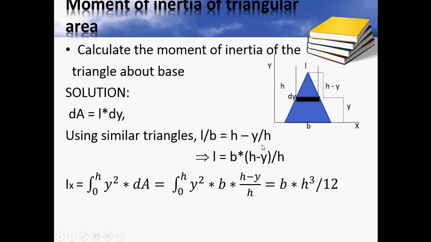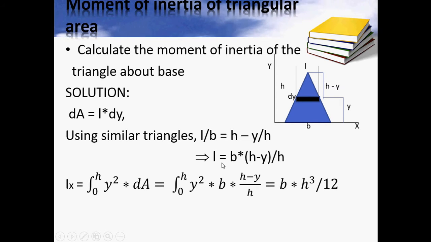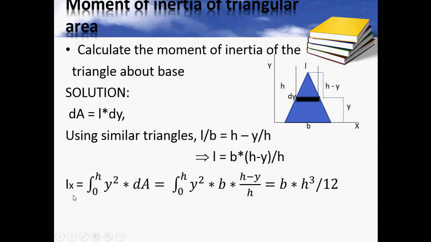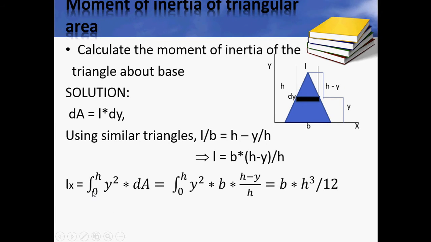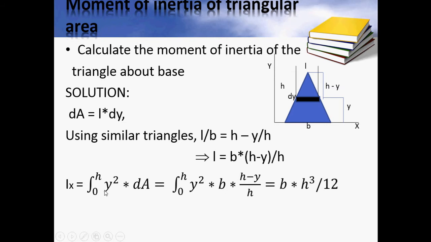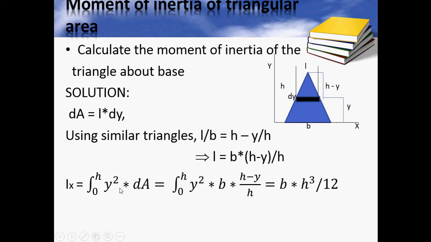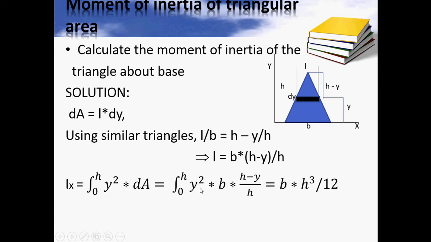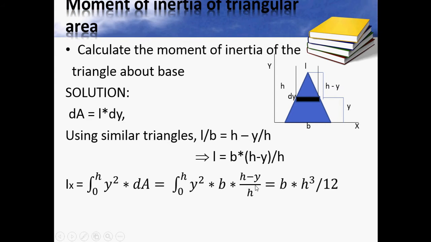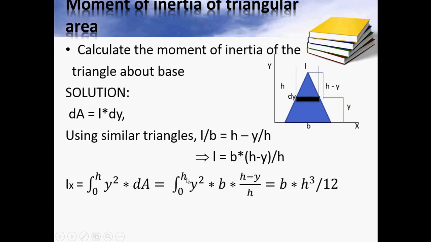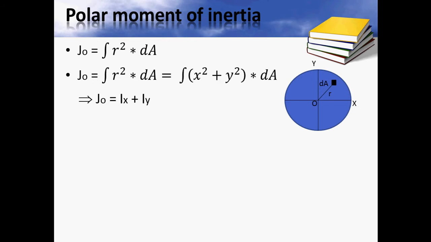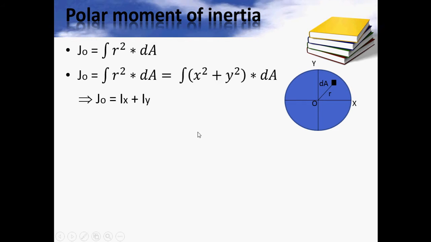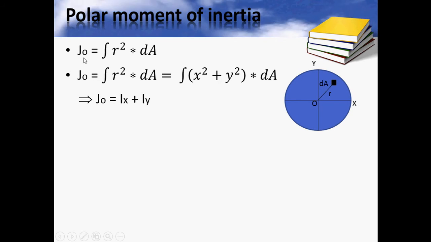As this smaller and this bigger triangle are similar, we have the relation l by b is equal to h minus y divided by h. From this, we get the value of l, and for finding the moment of inertia about the x-axis, we calculate the integration from 0 to h of y square into dA, which is the integration from 0 to h of y square into b into h minus y by h. Solving this integration, we get b into h cube divided by 12.